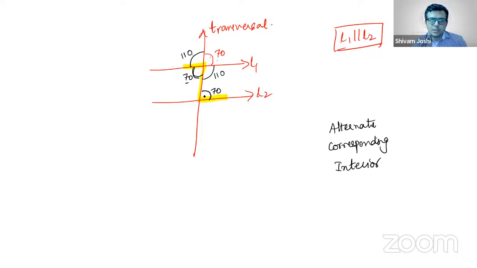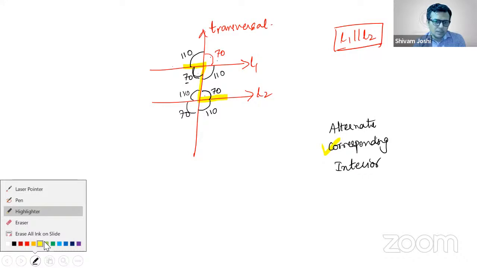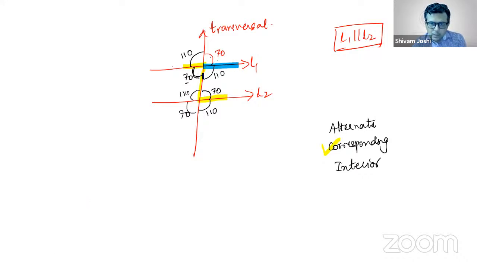And then again, you can say that this is vertically opposite of 70, this is a linear pair of 70, and this is also vertically opposite of 110, right? So only 2 measures are possible, which are 70 and 110. Now we can check all the remaining information. If you look at corresponding angles, if you try making an F shape like this, you will notice that your corresponding angles are equal, isn't it? 110 and 110, they are equal.